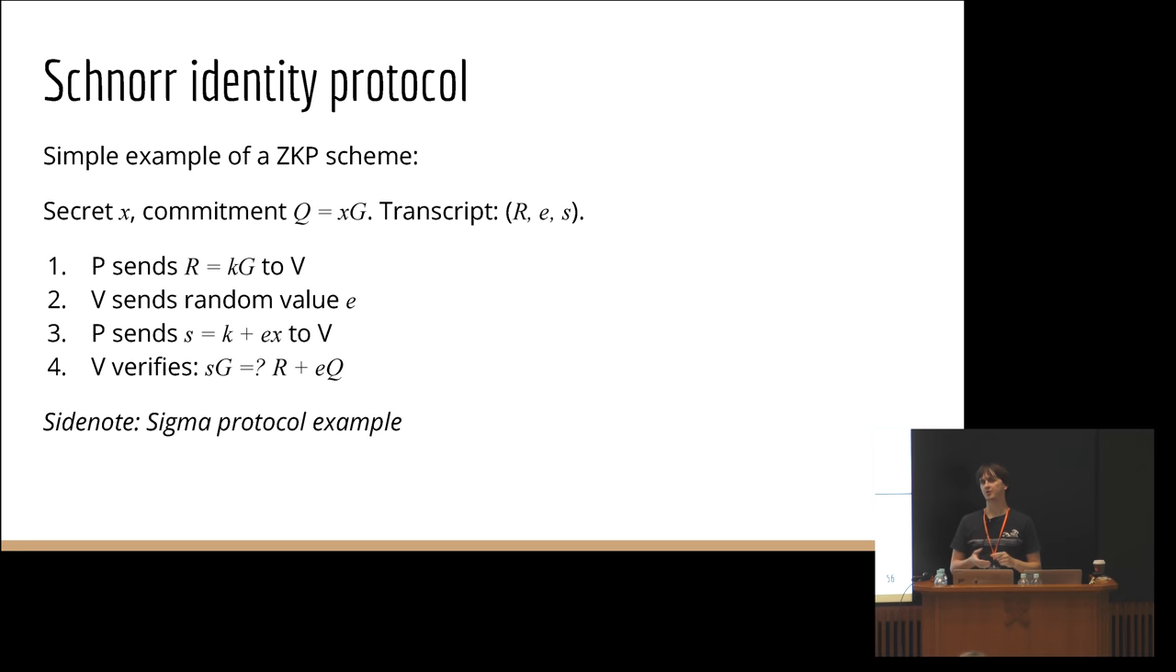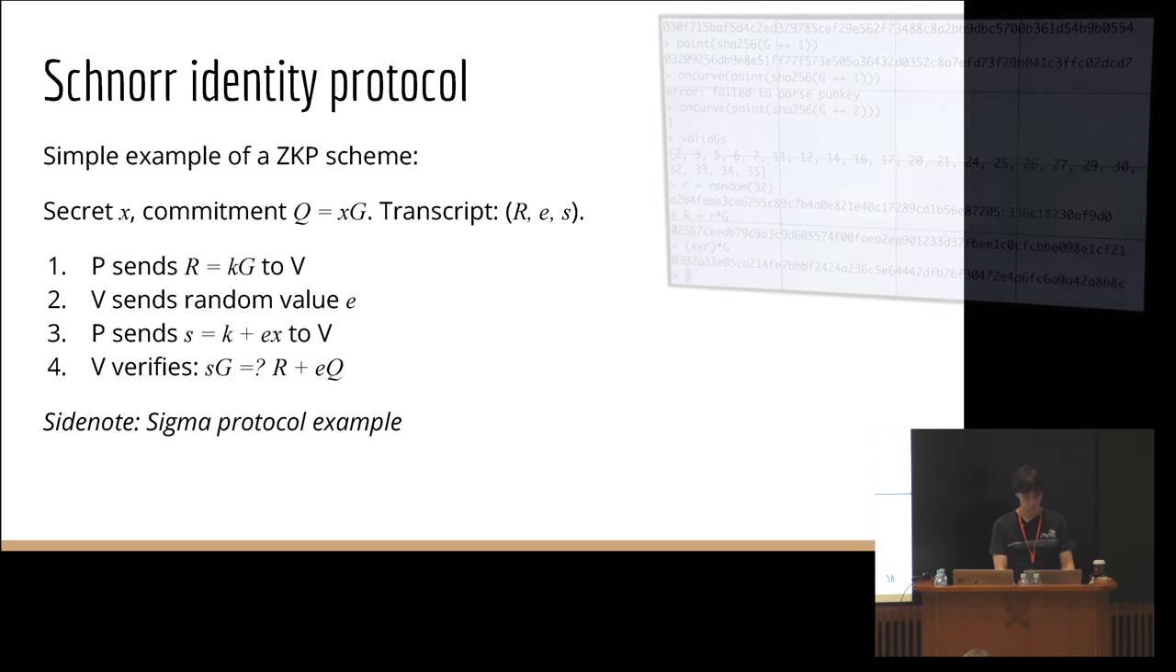This is a simple example of a zero knowledge proof scheme. And I didn't even know this was a zero knowledge proof scheme until I read it. So we have a secret X, we have a commitment Q, which is XG, and we have a transcript, which is capital R, E, S. So the prover sends R, which is just the public value of the K value, and K is just random. And then V sends back E, which is also a random value. And then P sends K plus EX, and calls it S. And then V verifies. When you're verifying something, I write it as equals question mark. Sometimes the question mark is above the equal sign, depends on if I'm using LaTeX or not. So anyway, sounds good, right?